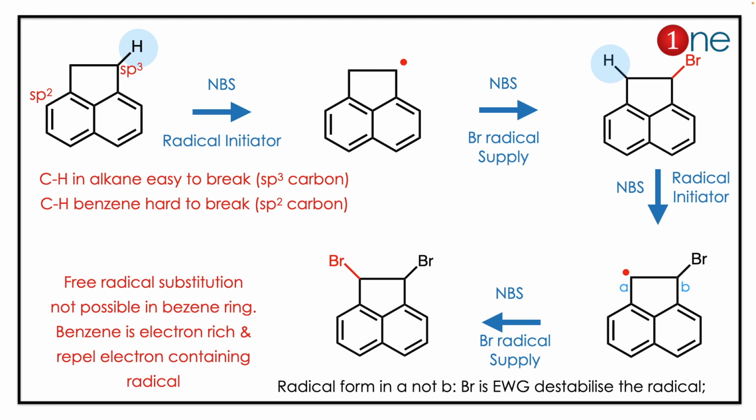The concept you have to learn here is that N-bromosuccinimide can provide free radicals. It always attacks the weaker C-H bonds.